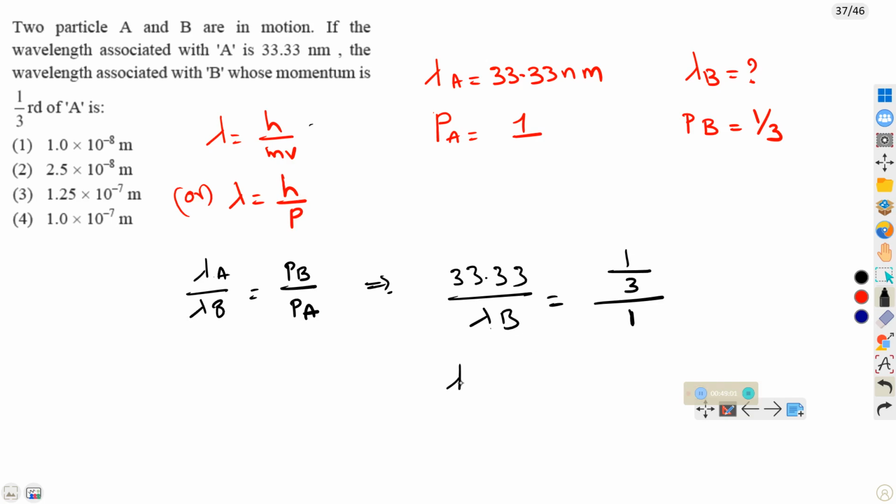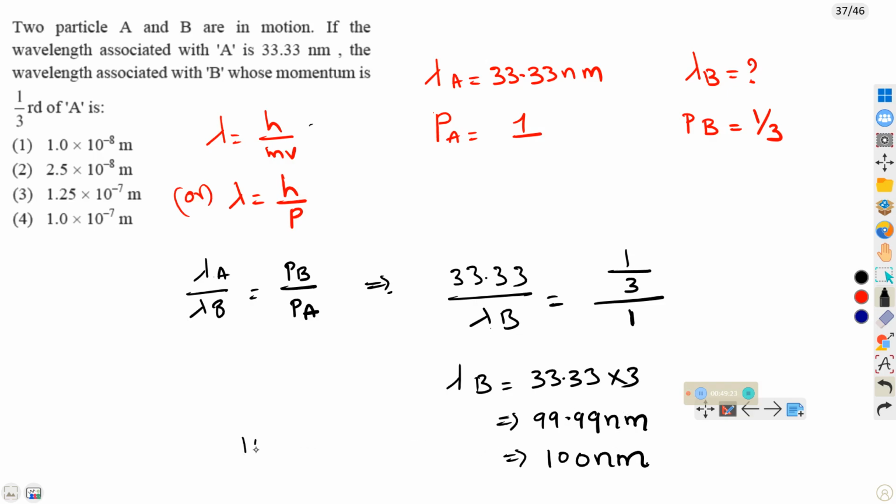Then lambda B is equal to 33.33 into 3, 99.99 nanometers. That is nearly 100 nanometers. Converted to meters, 1 nanometer is equal to 10 power minus 9 meters. 100 into 10 power minus 9 meters. That is 10 power minus 7 meters. So fourth option correct.